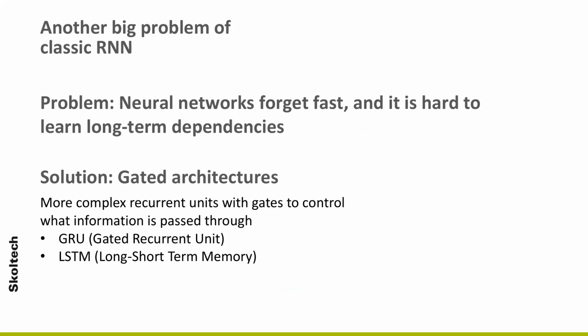But in any case, it happens that classic RNN architectures forget things very fast, because they store a lot of information in this hidden state. So we have a solution to deal with this problem: gated architectures. There are two most popular ones, the gated recurrent unit and long short-term memory.